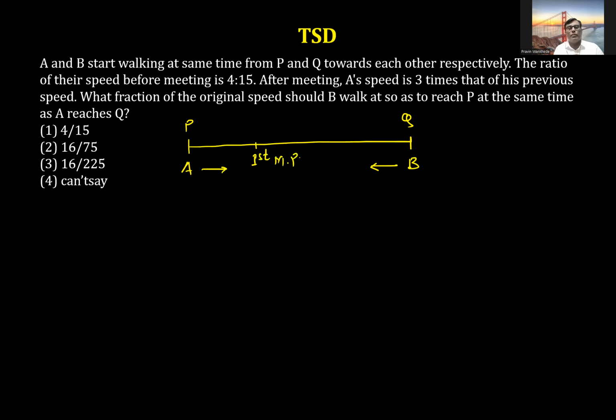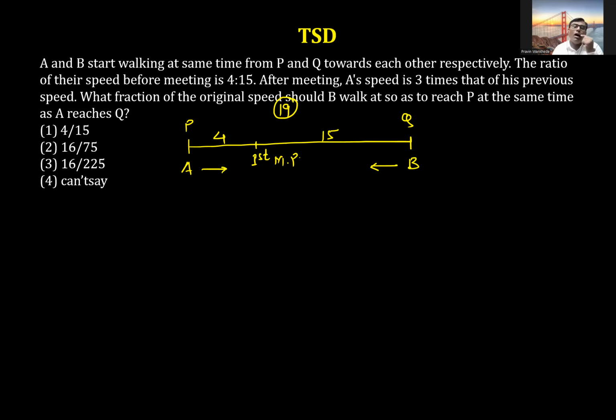So what is the ratio before their meeting? The ratio of their speed before meeting is 4:15. So let me say the speed of A is 4, whatever may be the unit, kilometer per hour or meter per second, and that of B is 15. By the time A covers 4 parts, B has to cover 15 parts if they want to meet. I am assuming the distance between P and Q as 19 parts. Out of these 19 parts, A must have covered 4 parts and B 15 parts, so they will meet for the first time at the given point.